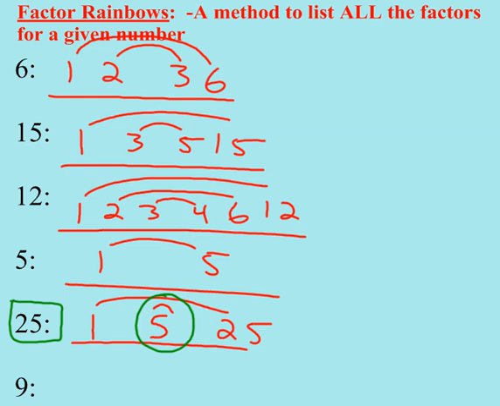9. 1 times 9 is 9. Does 2 go into 9? No. Does 3 go into 9? Yeah, 3 times. So I do another one of these little mini rainbows. And this is another one of those fancy square numbers. The number times itself equals a square number. So 3 times 3 is 9, so 9 is a square number. If I do the square root of 9, I get 3. So those are factor rainbows. They're just ways to help you list all the factors of a given number.